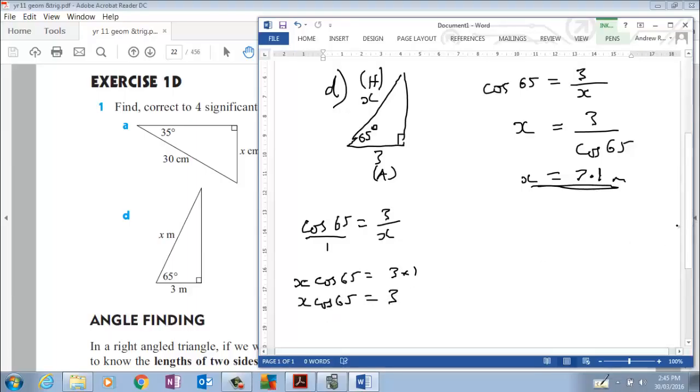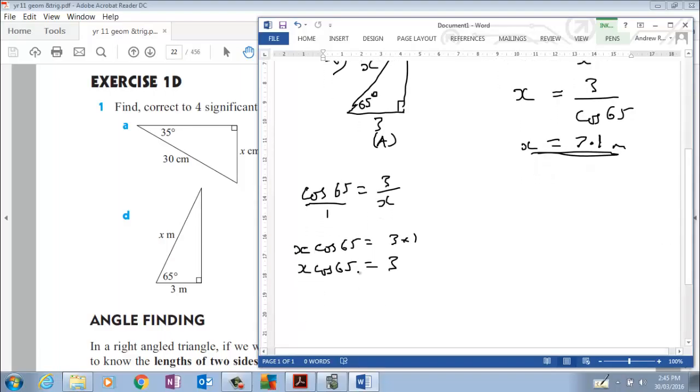Now we want to divide by cos 65. You're dividing both sides by cos 65, and so you're getting the same answer.